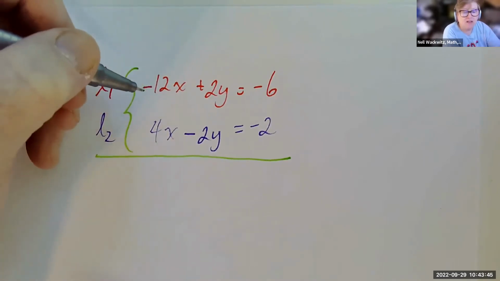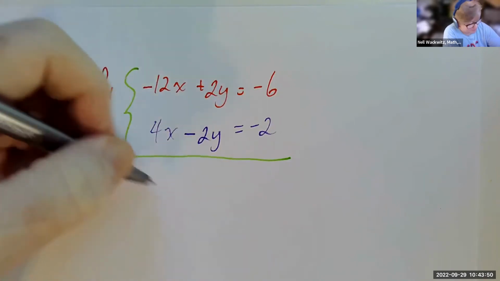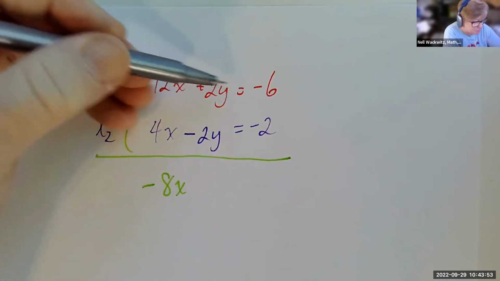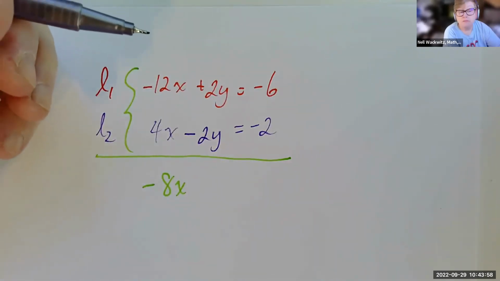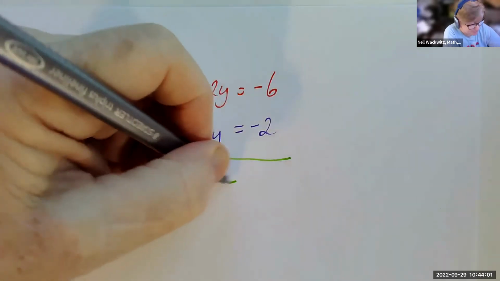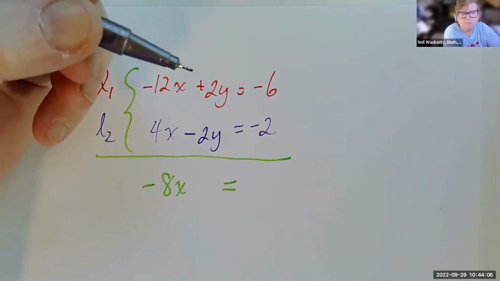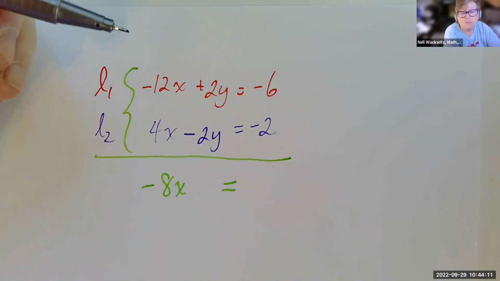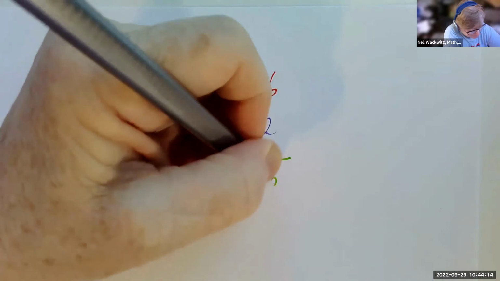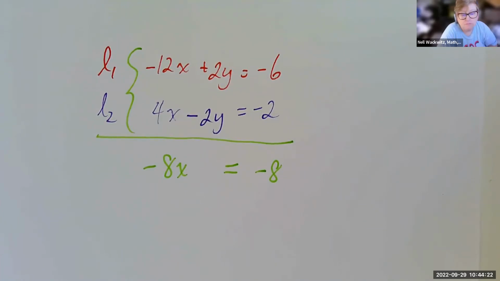Okay, so now what is negative 12x plus 4x? Negative 8. Excellent. Positive 2y minus 2y. They cancel out, just 0. Good. And negative 6 minus 2. Wait, we add those, right? Yes, we always add. So negative 8. Good. What do we need to divide by to get x alone? Negative 8. Good.